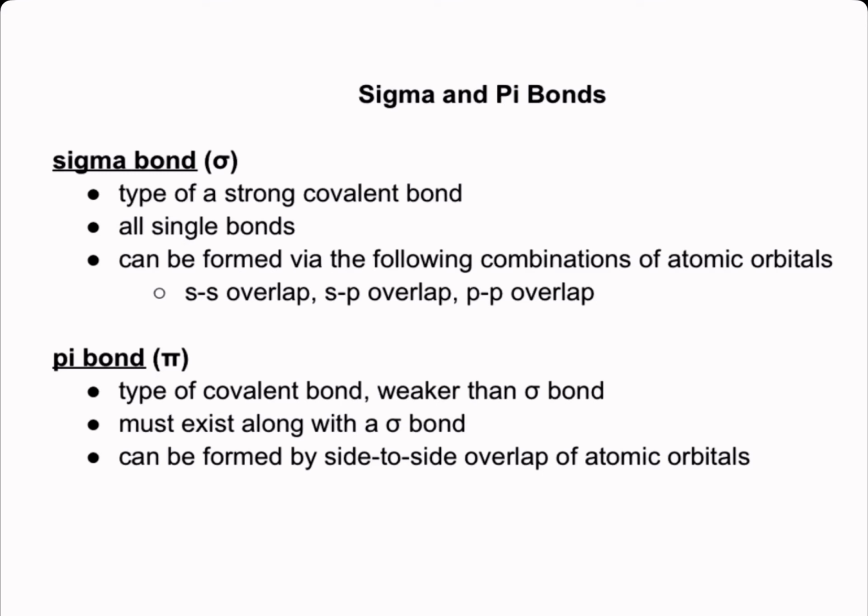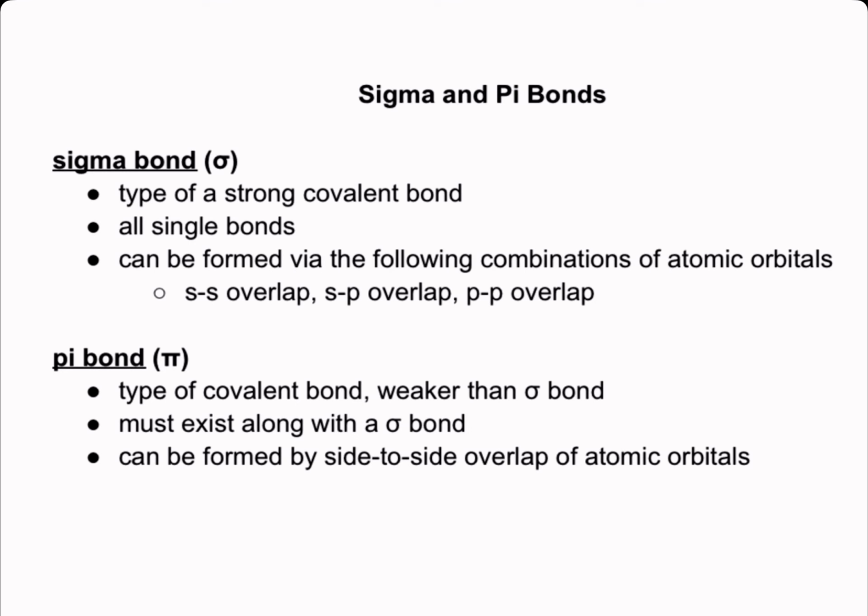We're going to talk about sigma and pi bonds and how to assign these bonds on covalent molecules. Sigma and pi bonds are used to describe covalent bonds, and a covalent bond is a bond between two nonmetals. We also want to remember that the valence electrons are what's involved in the bond.